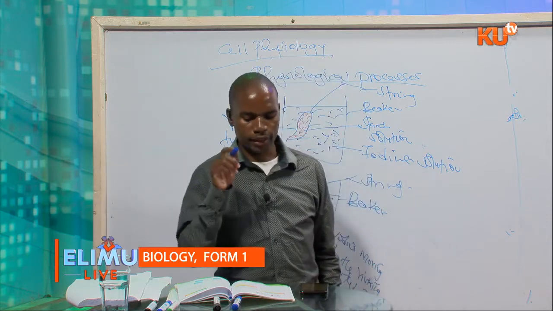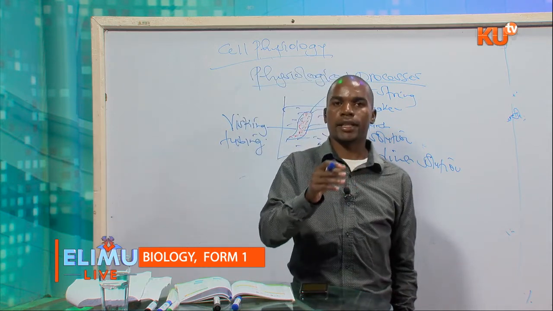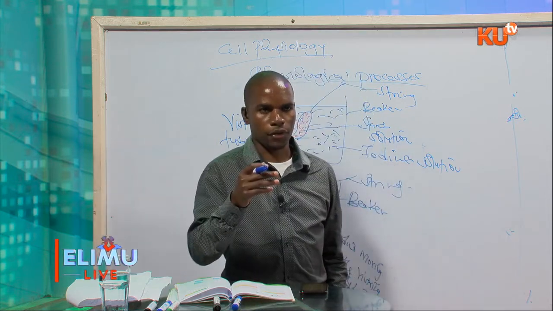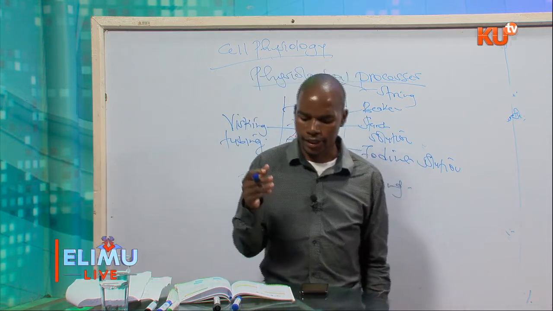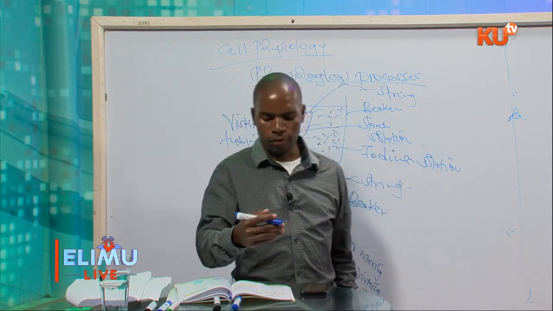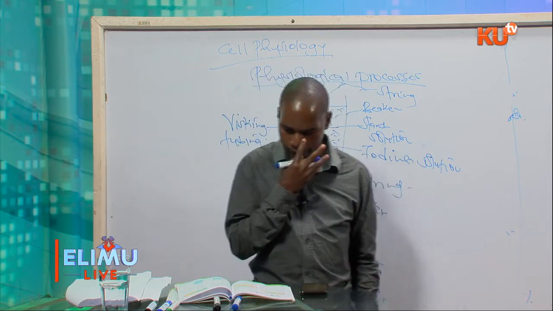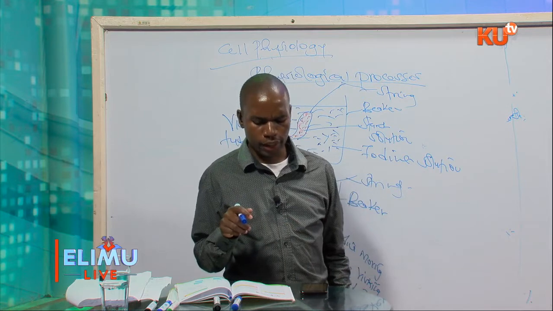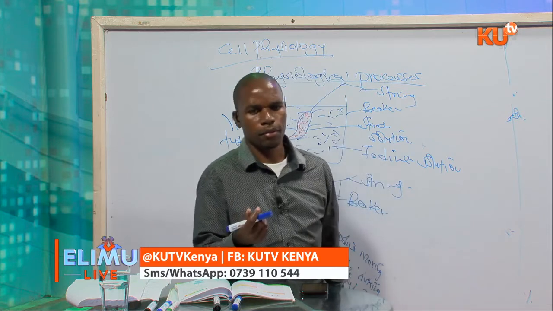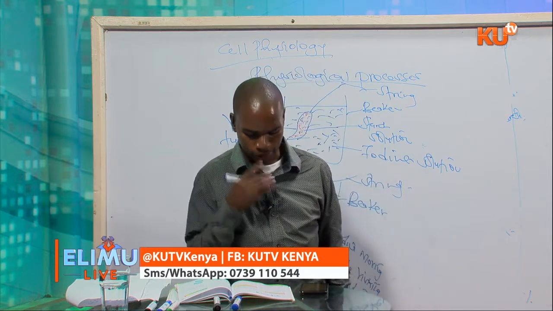For example, when a cell is surrounded by dilute sugar solution, water molecules may enter the cell, but the sugar molecules, unless they are in a solution form, will not enter the cell. So that is something you need to know when you are talking about the permeability, or the semi-permeability, of the membrane. Another thing you need to know is that semi-permeability can also be referred to as selective permeability, meaning it is selecting what is going into the cell.